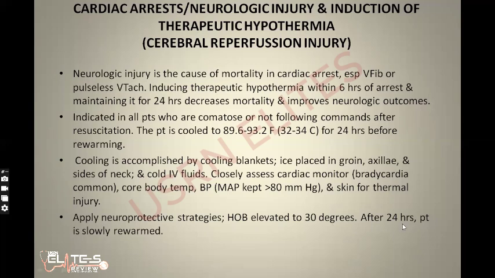So after 24 hours, the patient is slowly rewarmed. So look at it. After the first 24 hours is up, we now rewarm the patient slowly. It's very important. So that is therapeutic hypothermia for us in real life cases and for examination's sake.